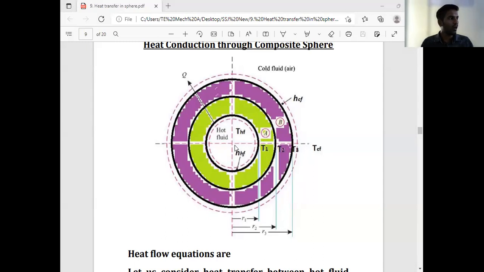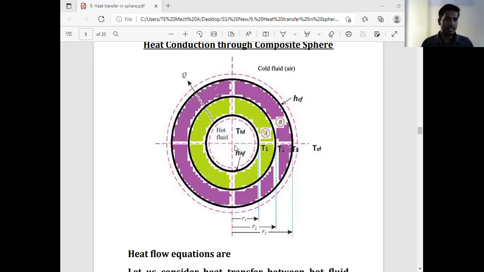Whatever the hot fluid is there, having temperature is THF, and the heat transfer coefficient is HHF. As we know that whenever convection is there, there is a heat transfer coefficient. So similarly for the outer section there is air or cold fluid, having temperature TCF, temperature of cold fluid, and heat transfer coefficient HCF.